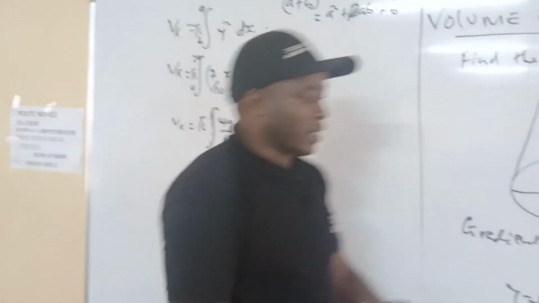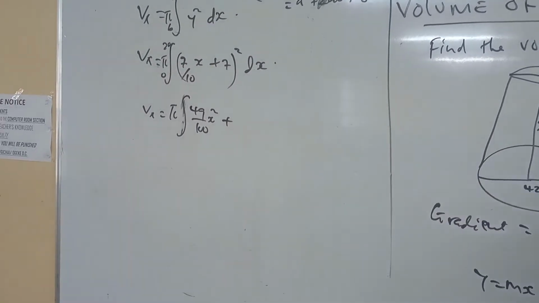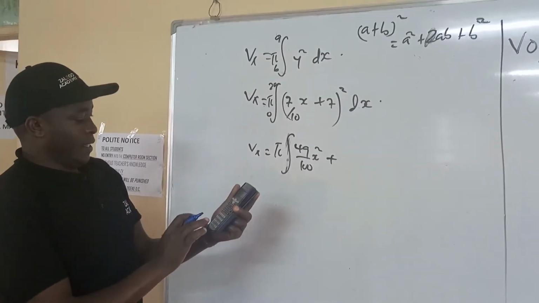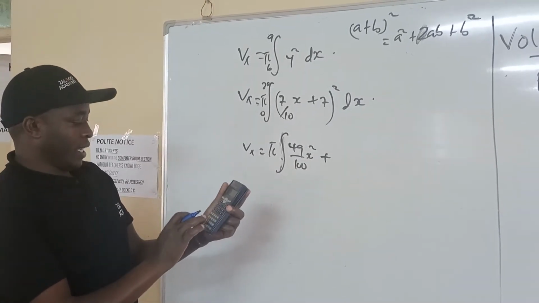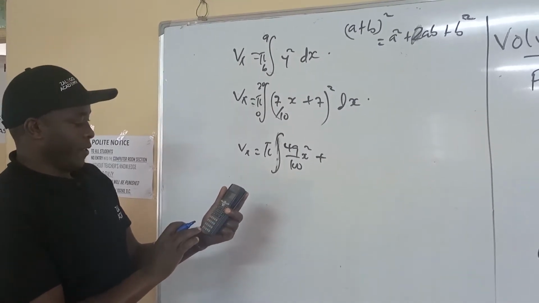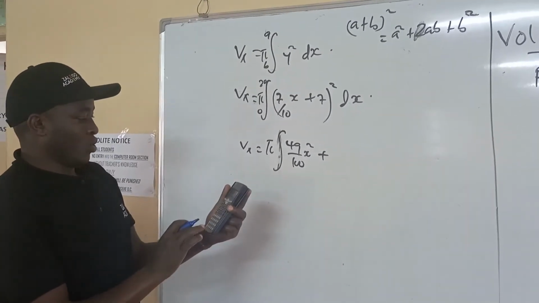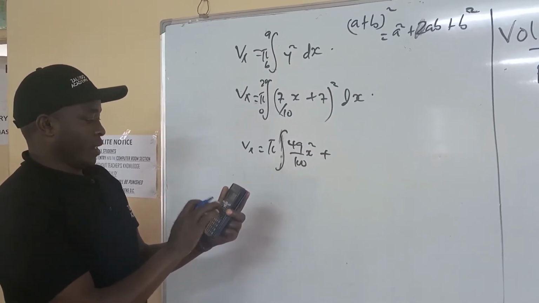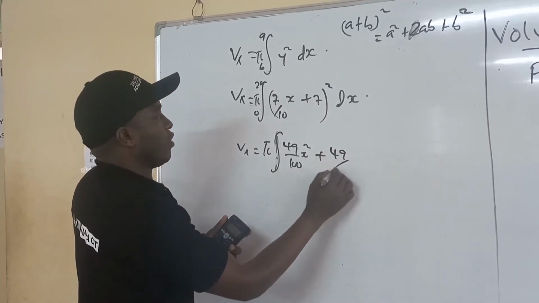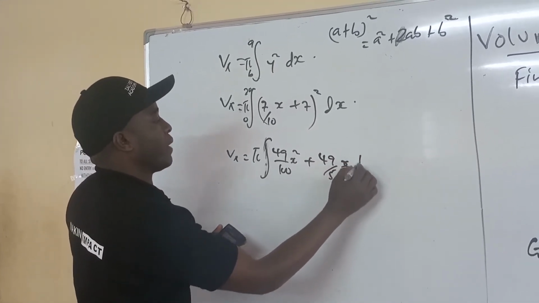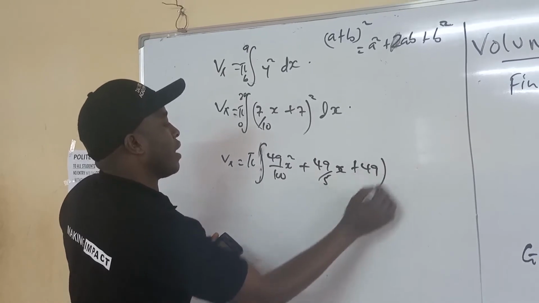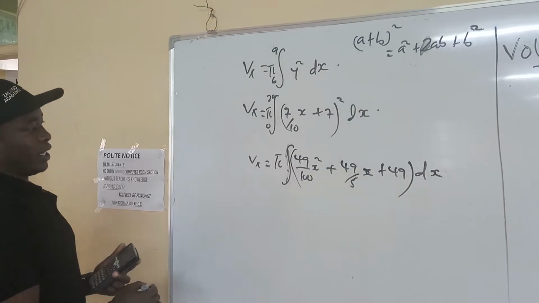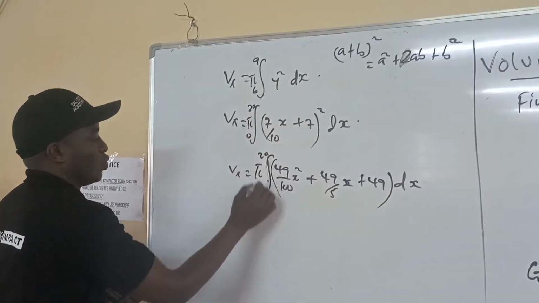7. 2 times 7 over 10 times 7 gives you 49 over 5, that is x, then plus 49. So this is what I'm integrating with respect to x, dx. That's what I'm integrating with respect to x from 20 to 0.